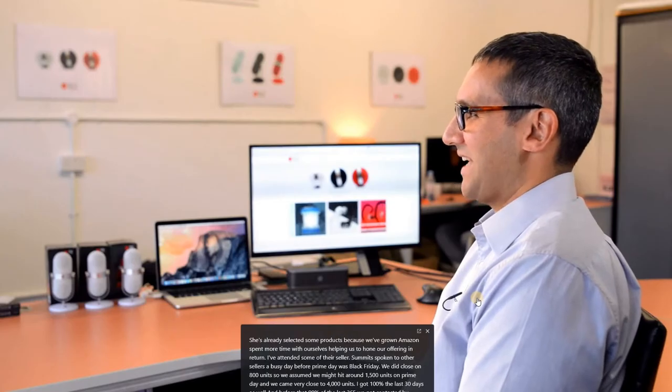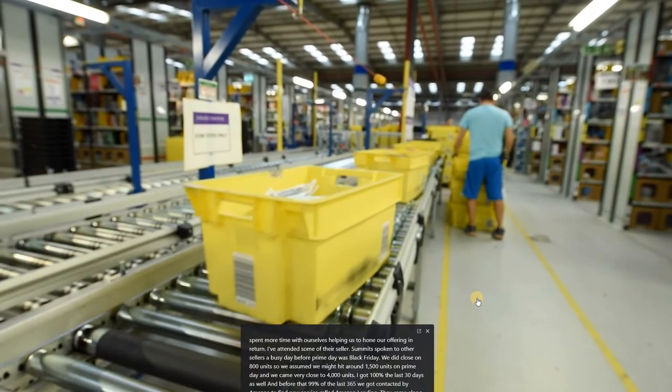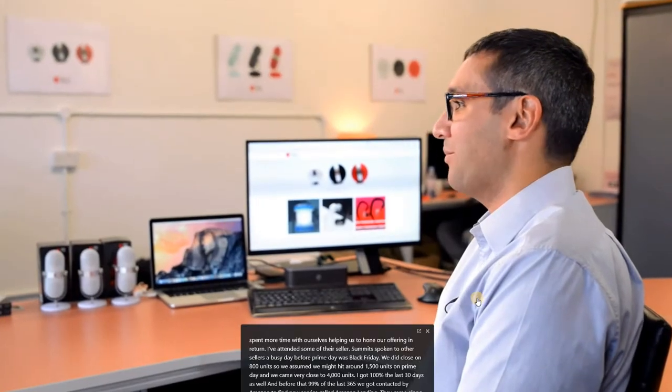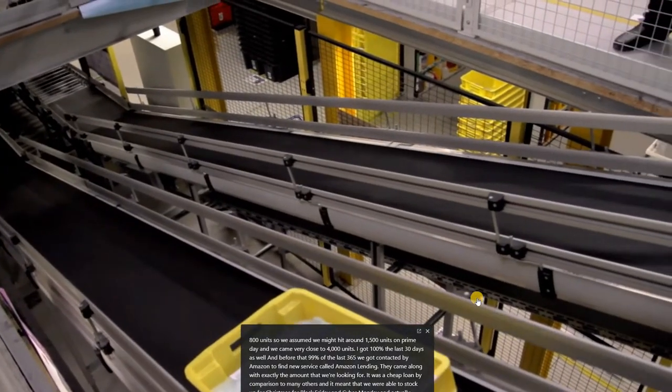We got contacted by Amazon to try a new service called Amazon Lending. They came along with exactly the amount that we were looking for. It was a cheap loan by comparison to many others, and it meant that we were able to stock up for Christmas, for Black Friday and Cyber Monday, and actually make the most out of the market and the potential at that time.